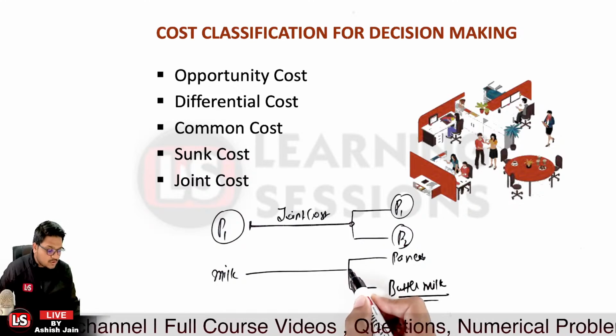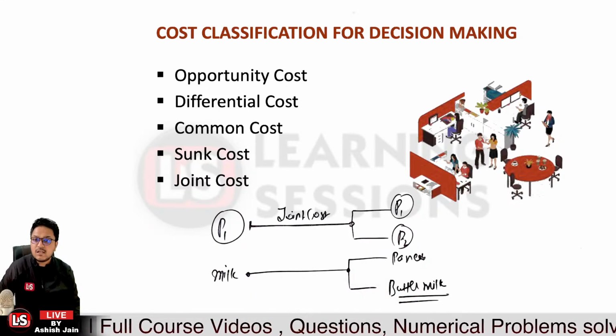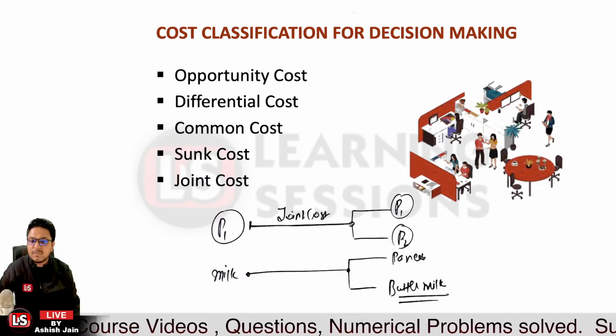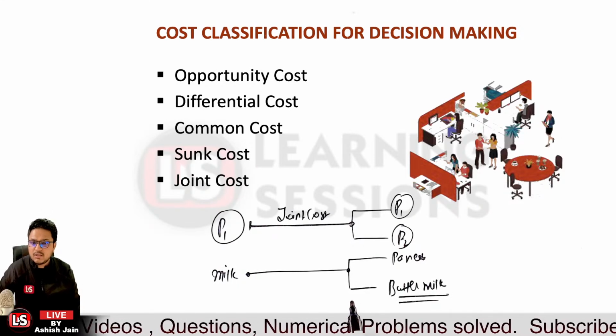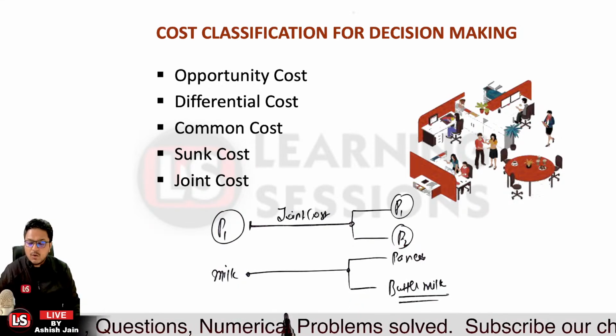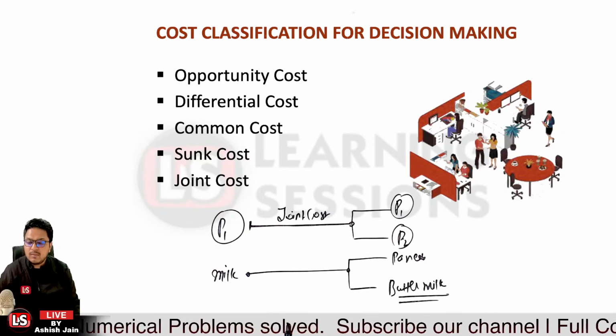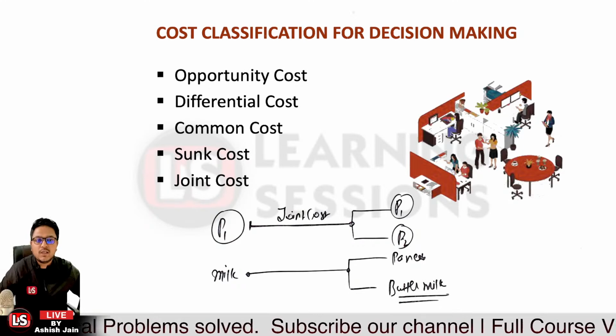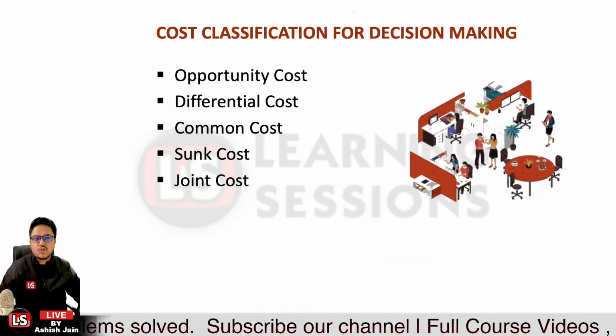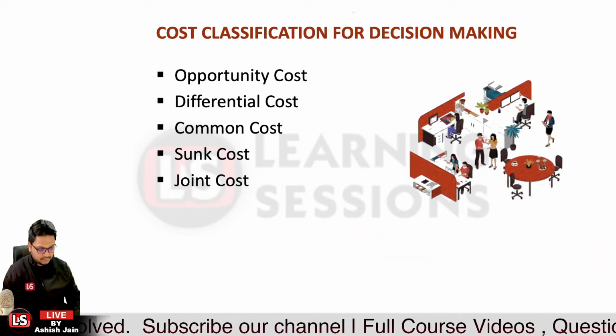Okay, so up to some certain stage, whatsoever the expenses were there, that would be related to what? That would be related to the joint cost. That would be said to be joint cost over there. Okay, so that is the classification for decision making.